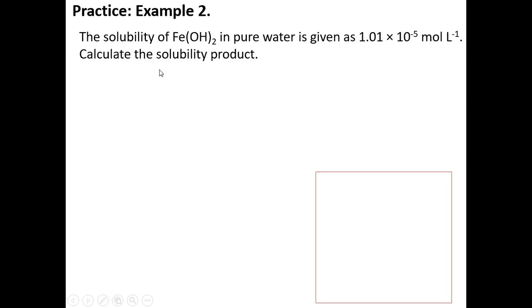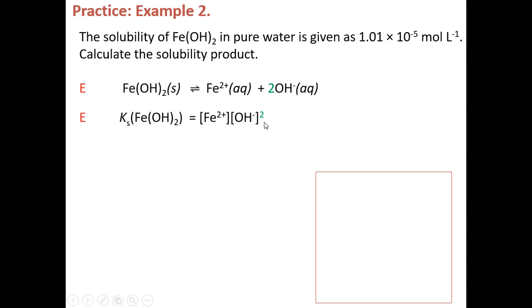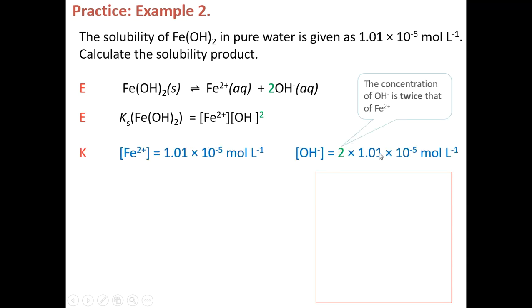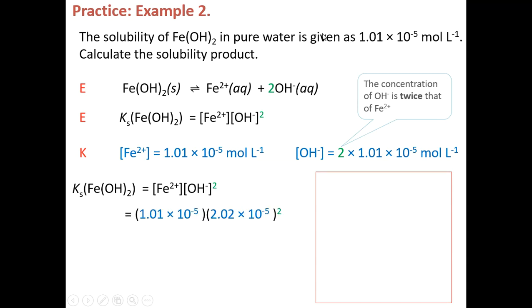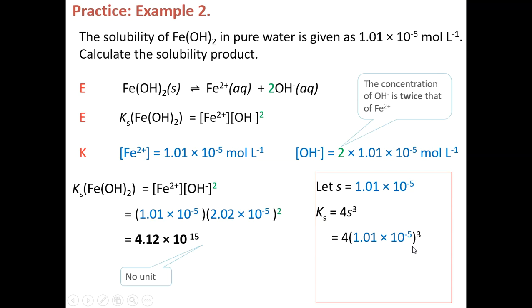And one final example. Here is an example of an AB2 salt. So if I calculate the solubility product, first the equation, and remember I double the hydroxide and then I square it in the expression. So there I've doubled it, and now I have to square it here. So my solubility for Fe is the same as the salt. My solubility for the OH minus will have to be twice that, and then we square it. And so we get our answer, and remember, no unit. Or just doing the shortcut method, I substitute into the 4S cubed formula, and I get the same answer.